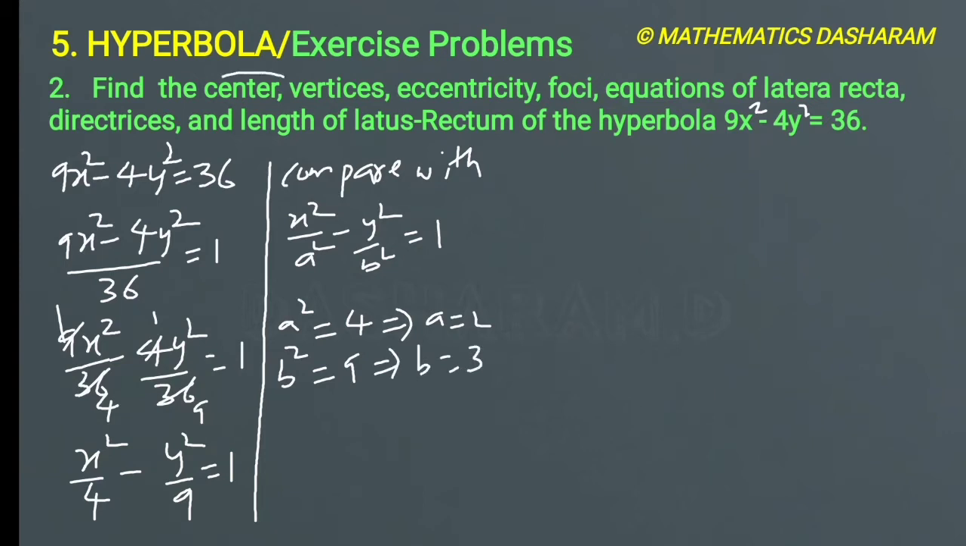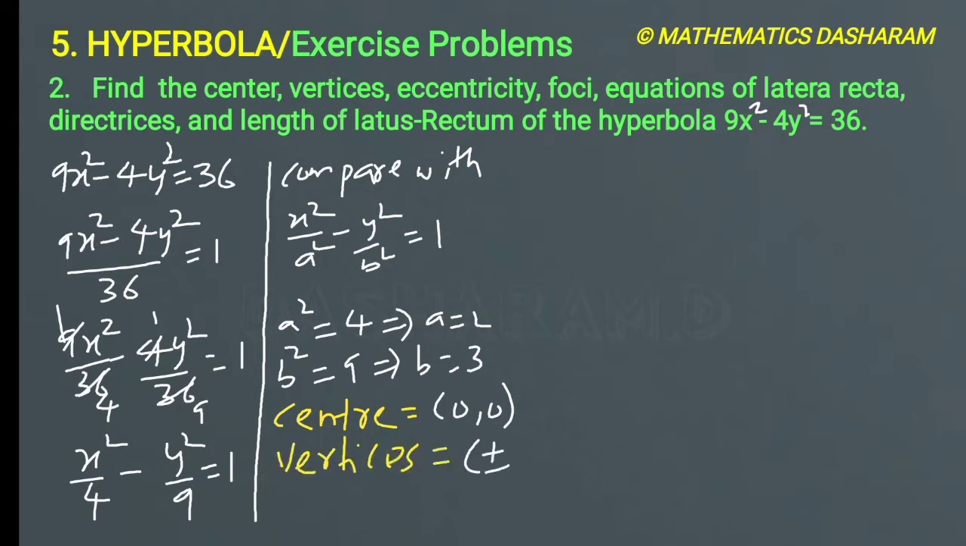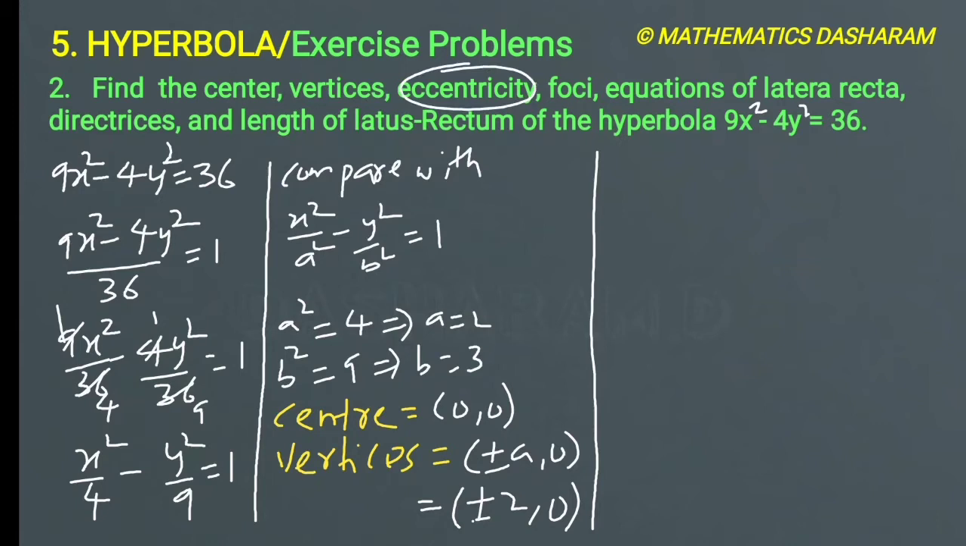So the first question is what? Center. That is (0, 0). Second one, vertices. The vertices for a hyperbola are (±a, 0). So the value of a is 2, so (±2, 0). Next one is eccentricity.